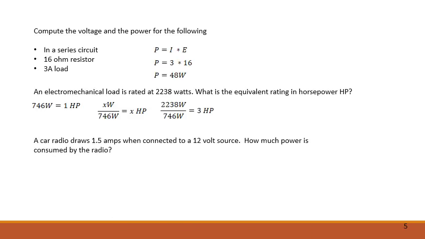A car radio draws 1.5 amps when connected to a 12 volt battery or source. How much power is consumed by the radio? For that, we use the power equation, which is power equals current times voltage, which in this case is 1.5 amps times 12 volts, which gives us 18 watts.